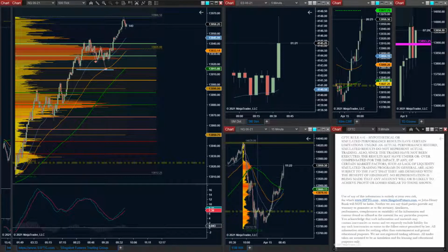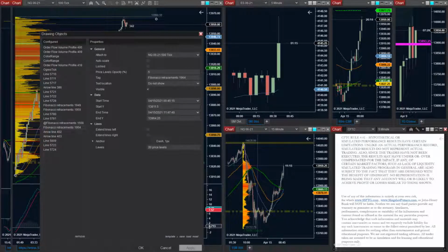More continuation. So far, the sentiment's going to be on the L1, so these other levels I don't really care about yet.